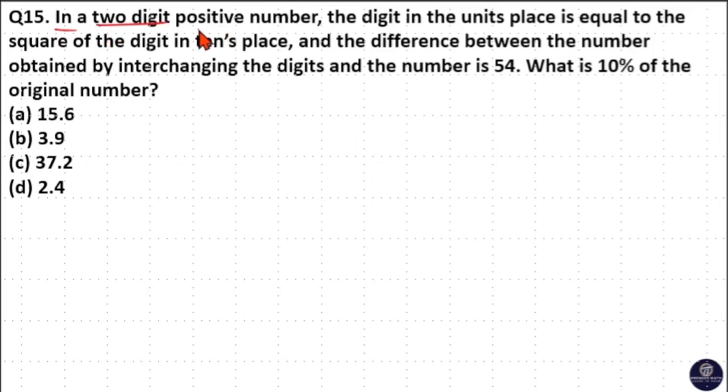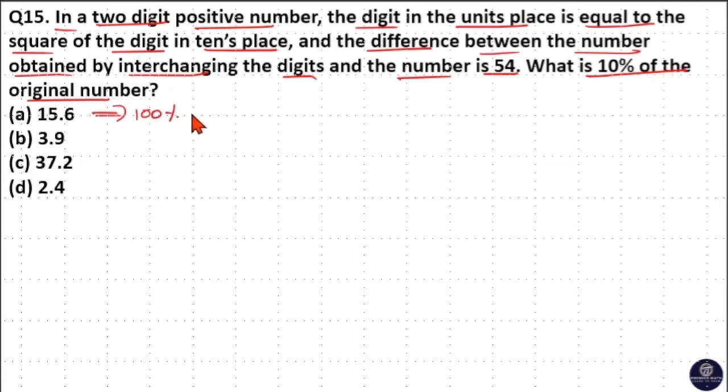In a 2-digit positive number, the digit in the unit place is equal to the square of the digit in tens place. And the difference between the number obtained by interchanging the digits and the number is 54. What is 10% of original number? So we have to find out 10% of original number. If you look at the options, if 10% is 15.6 means 100% is 156. But we are looking for a 2-digit positive number. This is a 3-digit number.